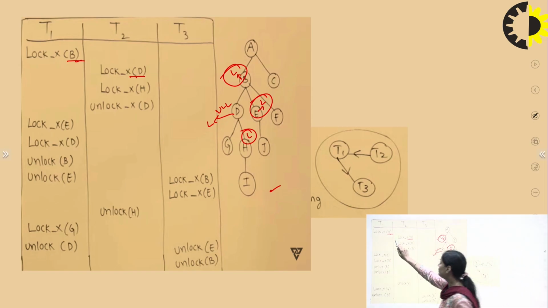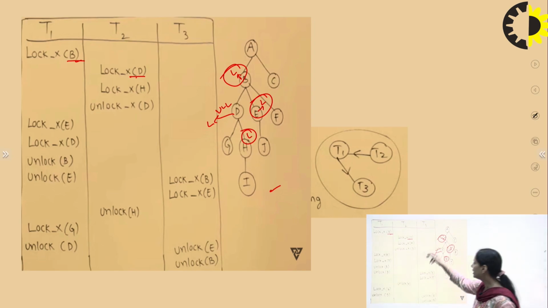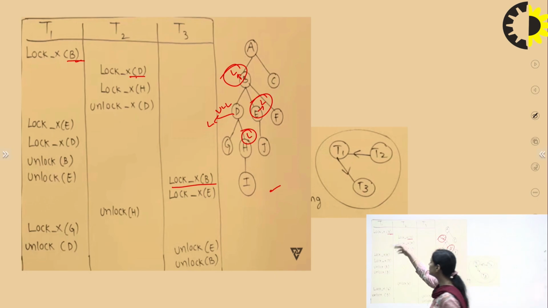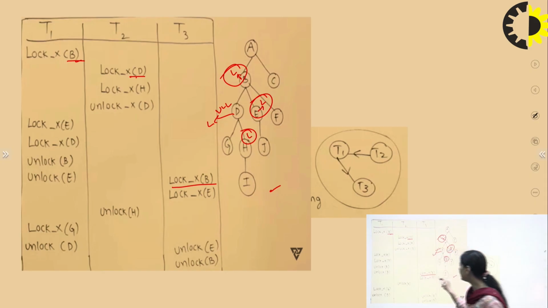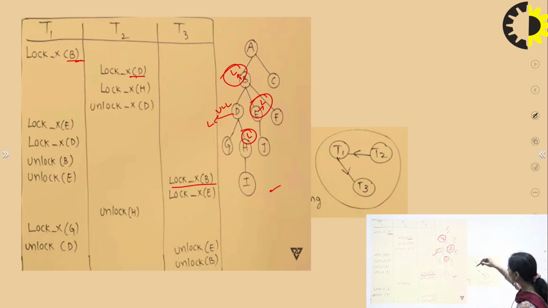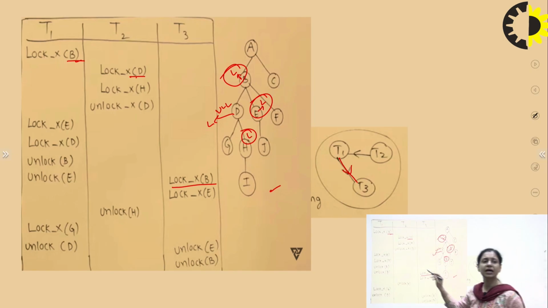So we have lock X, an exclusive lock, being taken by B, but a lock has again been acquired here. That means once this B has been unlocked, it has been taken up here. There is a serializability between T1 and T3. So we have a graph edge going from T1 to T3 because B is being accessed by T1 first and by T3 next.